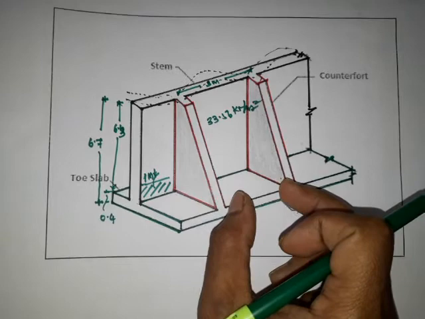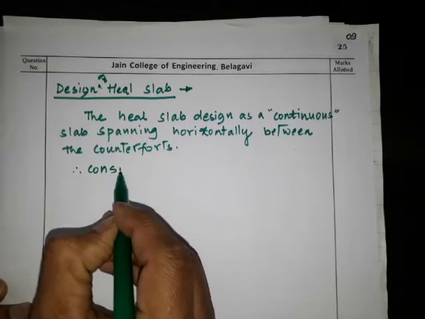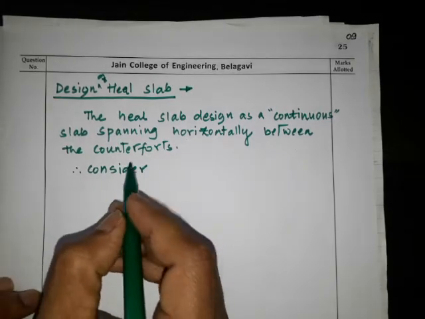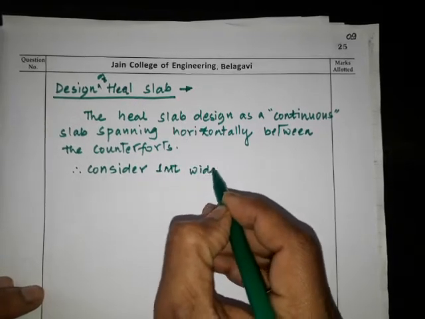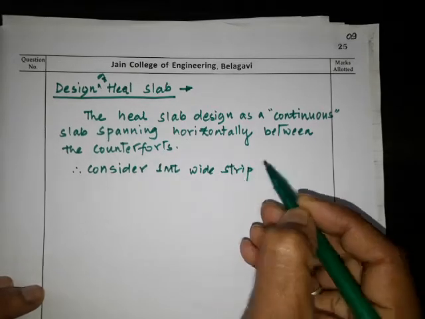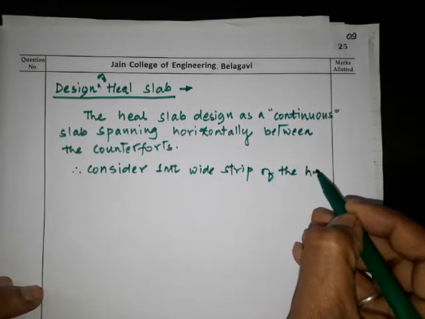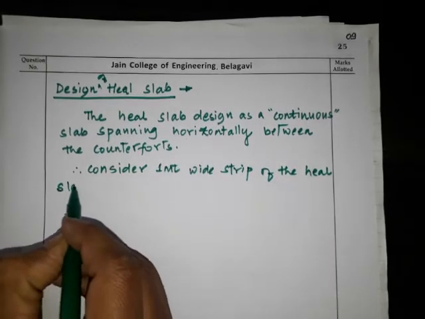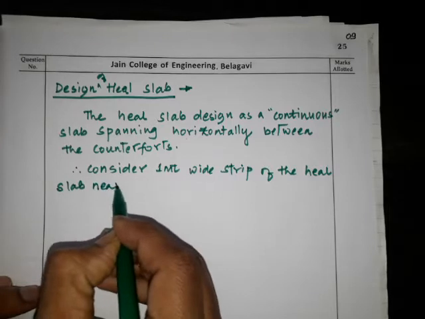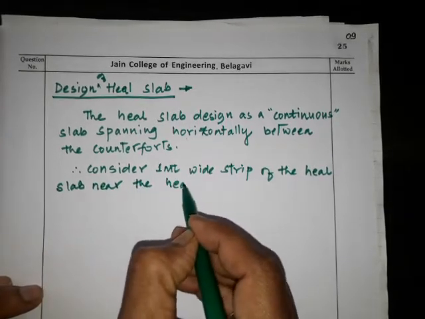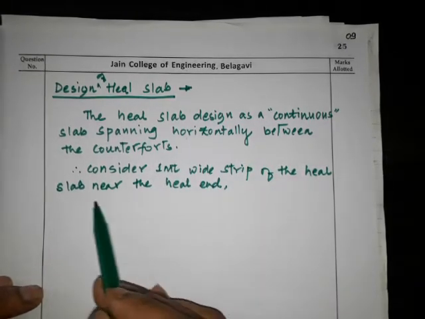For that, again, you have to consider a 1 meter wide strip. Consider a 1 meter wide strip of the heel slab near the heel end. We have to consider a 1 meter wide strip of the heel slab near the heel end.